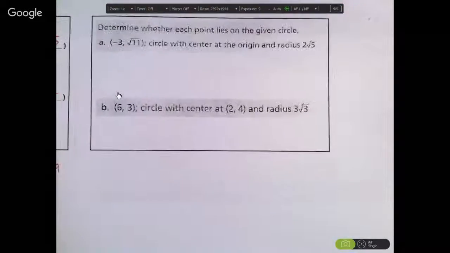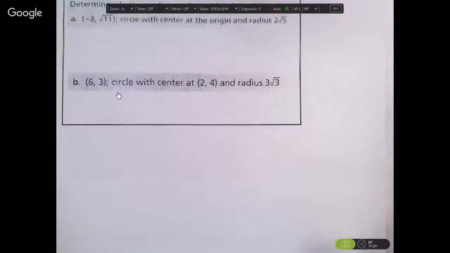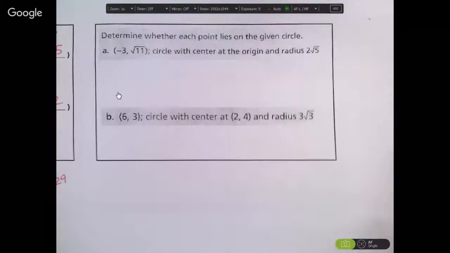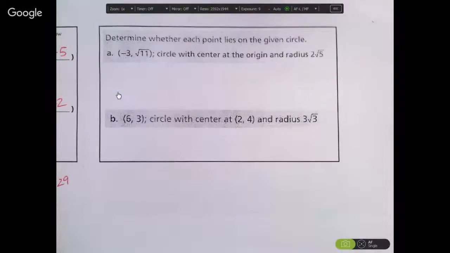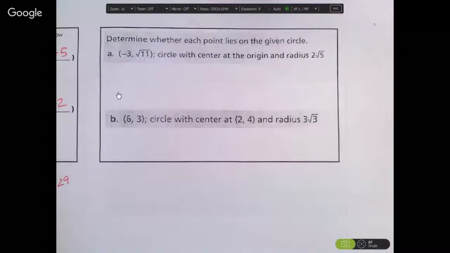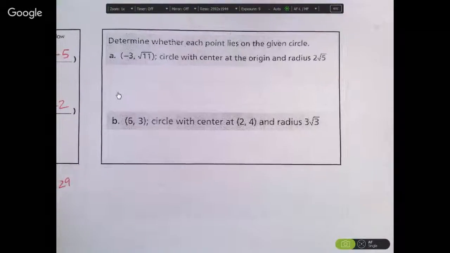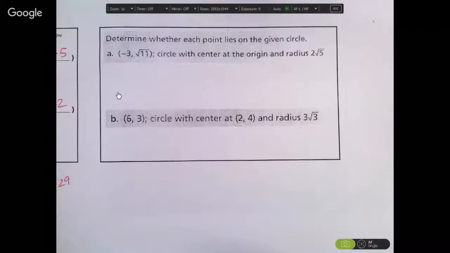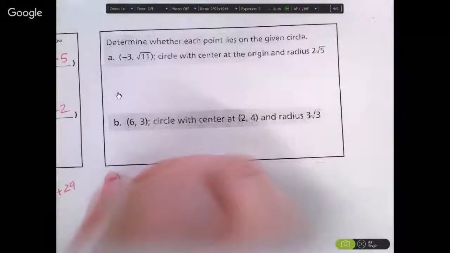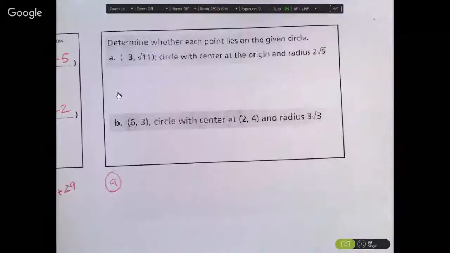Basically, everything we're doing with circles is about knowing the formula. Okay. Determine whether each point lies on the given circle. So let's start by writing the equation. Center of the circle is the origin with a radius of 2 square root of 5. Someone tell me what the equation is.